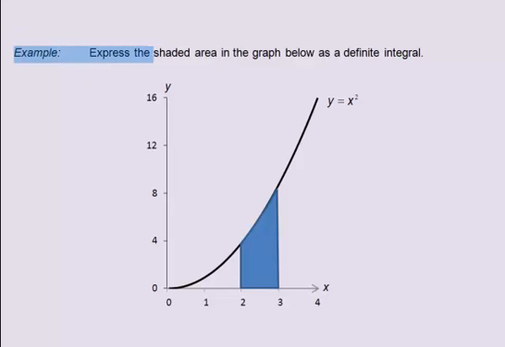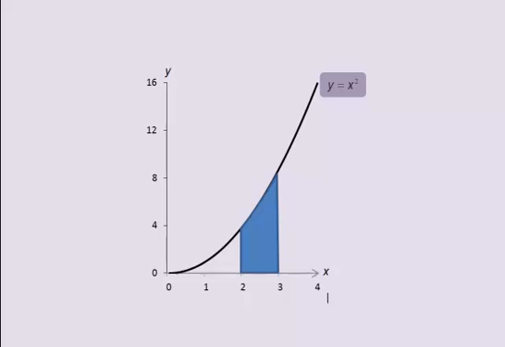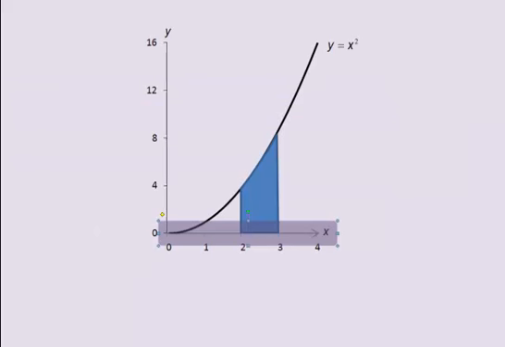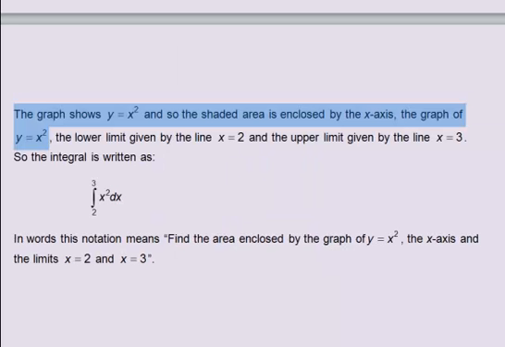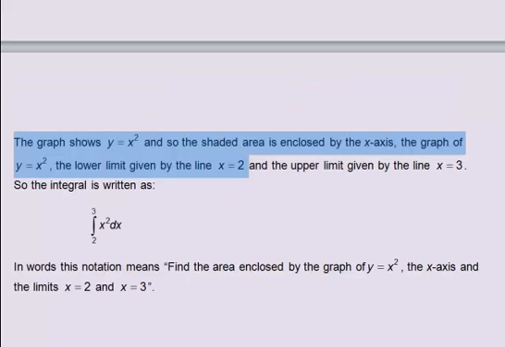Example: express the shaded area in the graph below as a definite integral. The graph shows y equals x squared. And so the shaded area is enclosed by the x-axis, the graph of y equals x squared, the lower limit given by the line x equals 2, and the upper limit given by the line x equals 3.